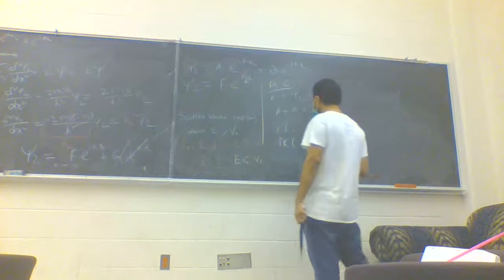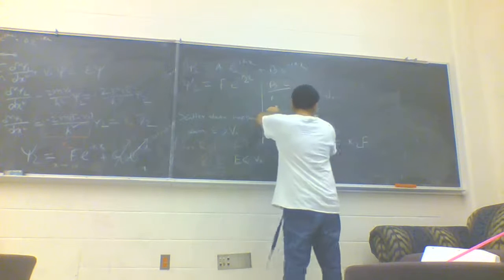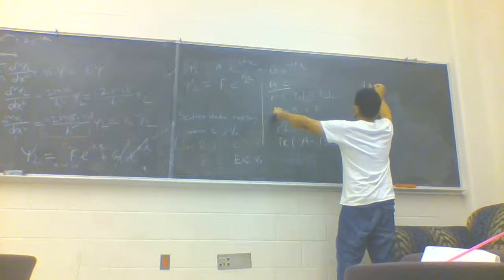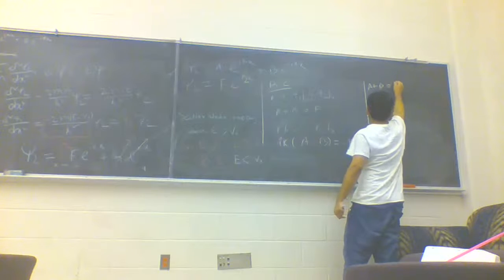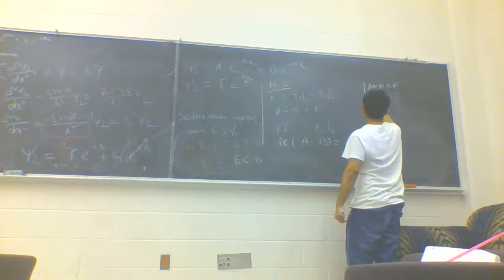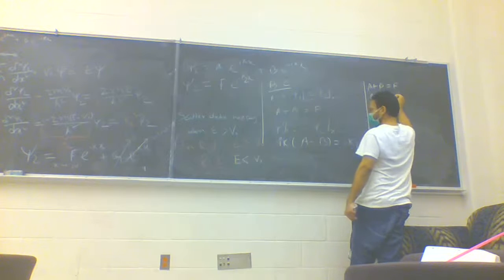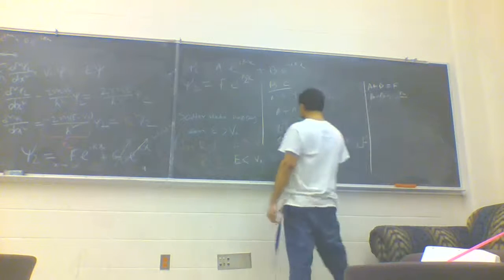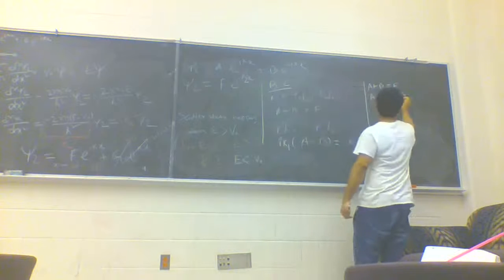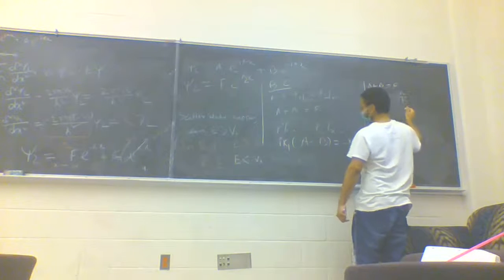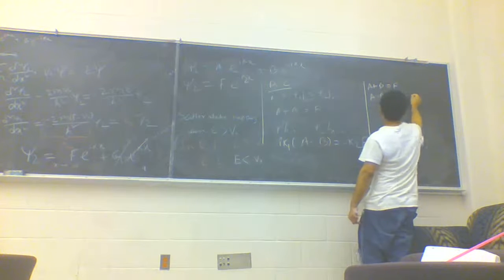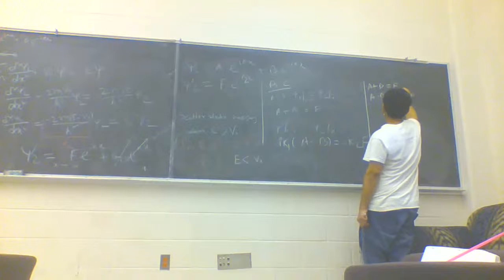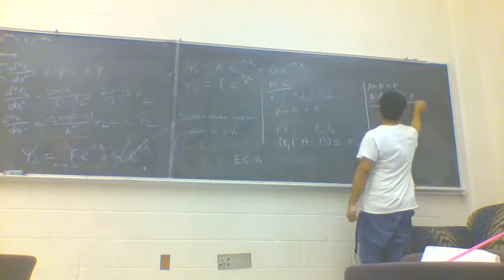K2, F, right? Okay. Now, look here, A plus B is F. I can write here, A plus B is equal to F, and A minus B is equal to minus K2 by K1 into F. Or you can just pull this up, then there will be no minus. Now you can add it.